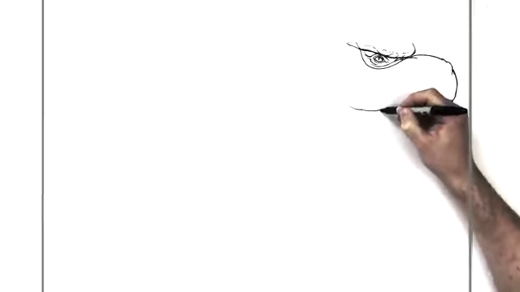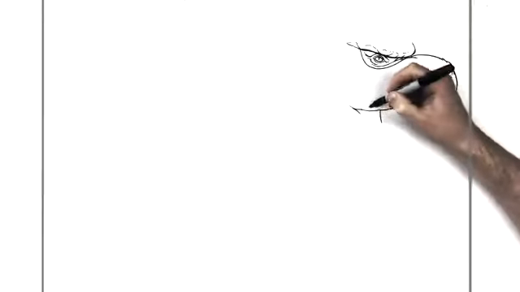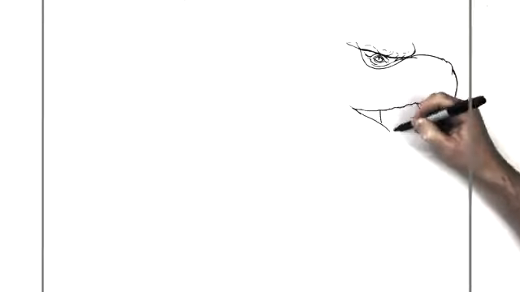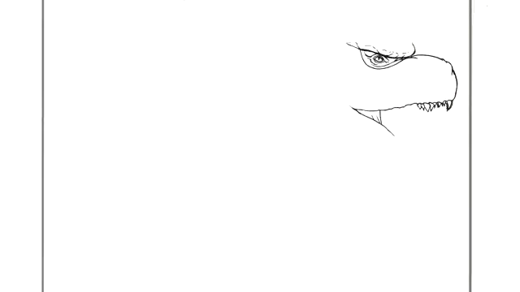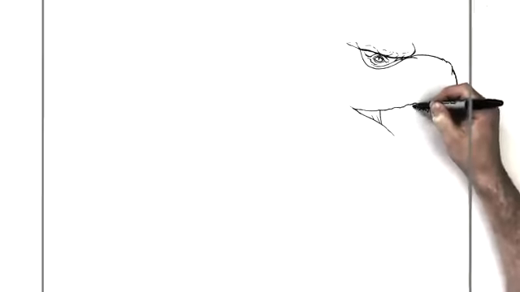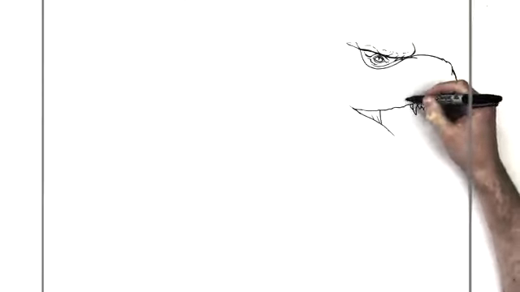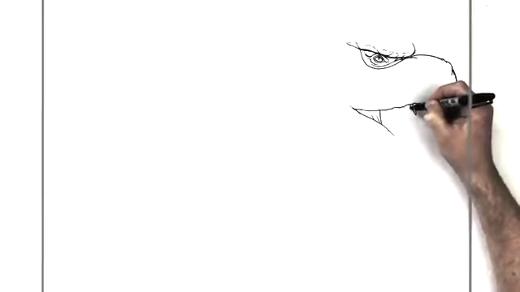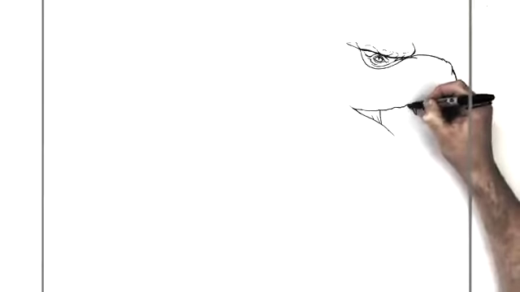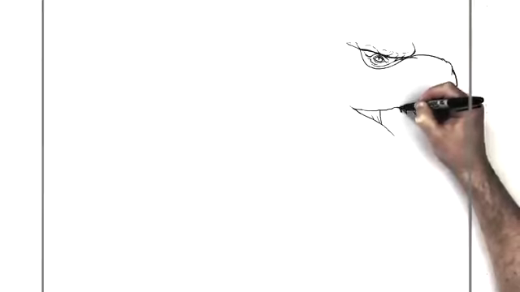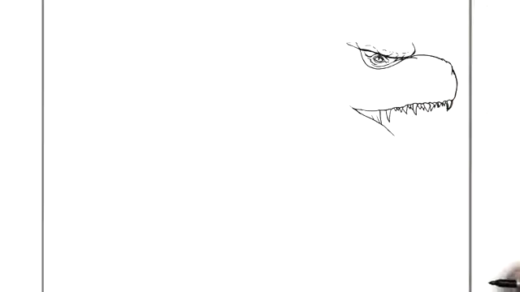The side of his mouth ends here, and then this line for his gum line comes down this way, for the side of his mouth, just there. Then we'll add some more teeth coming across here, like so.